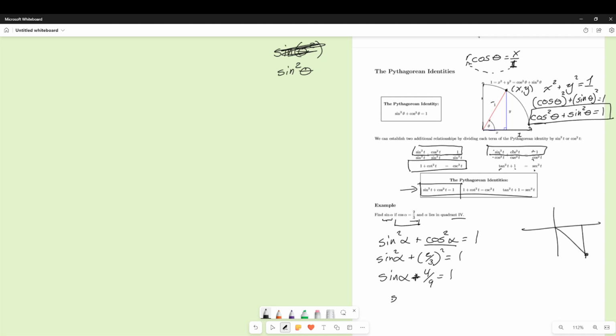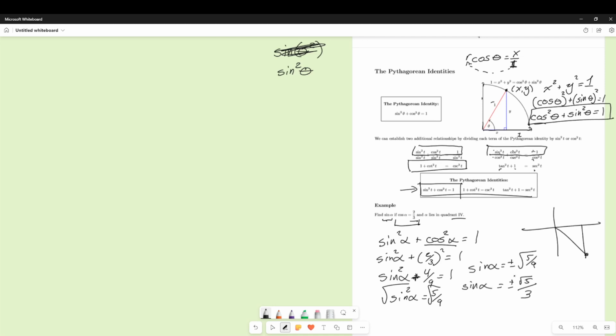Subtract 4/9 from both sides. Sine squared theta equals 1 minus 4/9, which leaves 5/9. And that's sine squared. And then we'll square root both sides. So we'll get the sine of alpha equals plus or minus the square root of 5/9. And if we simplify that, plus or minus the square root of 5 over 3 for the sine value.